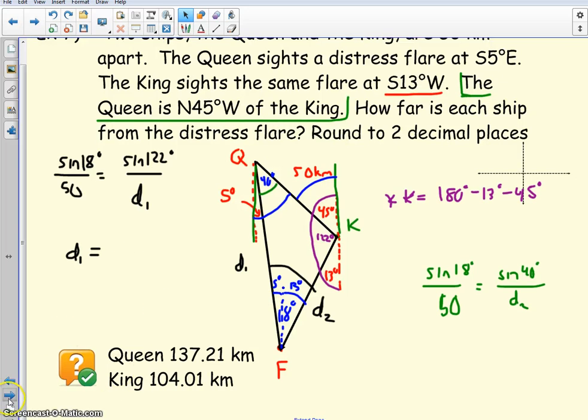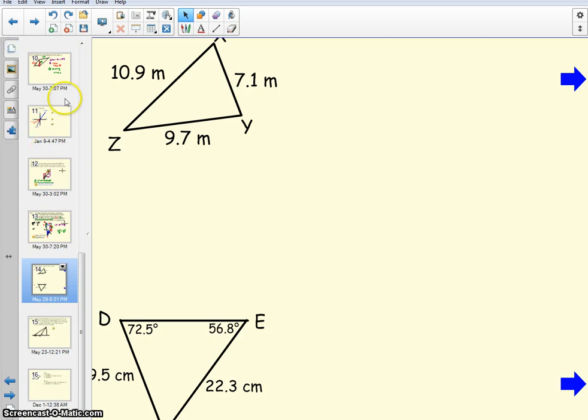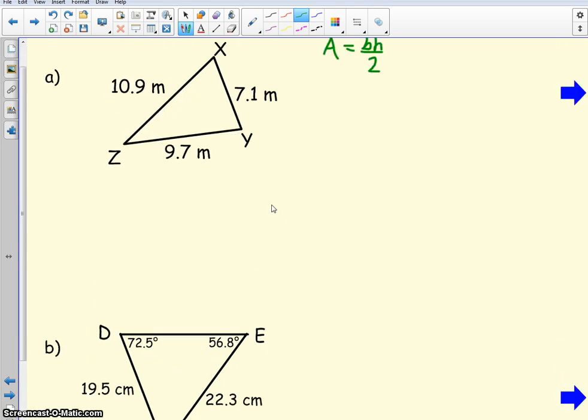Alright, let's move on a bit. We're getting towards the end, a couple more examples to go. You just want to find the area of these two triangles. So think back to grade 7, grade 8, the first time we looked at area of triangles, and you might remember that the area of a triangle is base times height all divided by 2. On the surface it seems like a pretty easy problem.